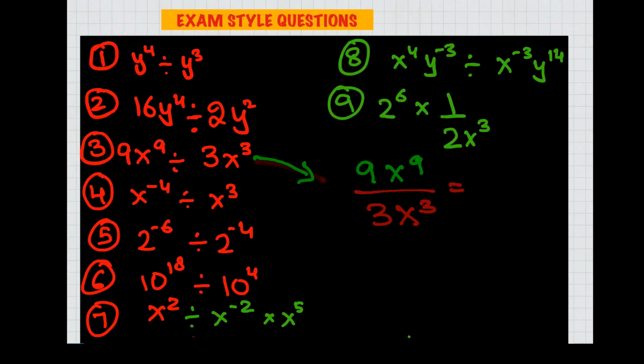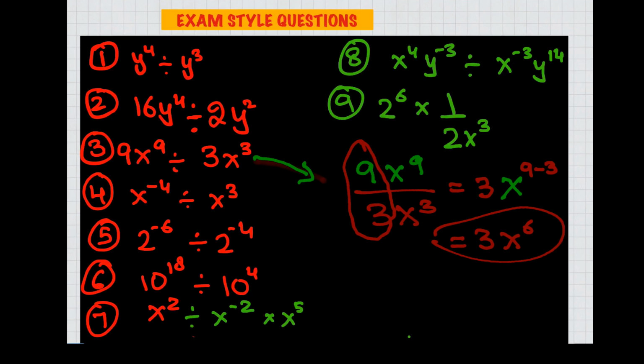So now 9 and 3, 9 divided by 3 is just 3. And then for the next part, we have x, because the bases are same, x and x, we got the same bases, so they are dividing with each other. So we would just subtract the powers. 9 minus 3, which gives us 3x^6. 9 minus 3 is 6, would be our answer.